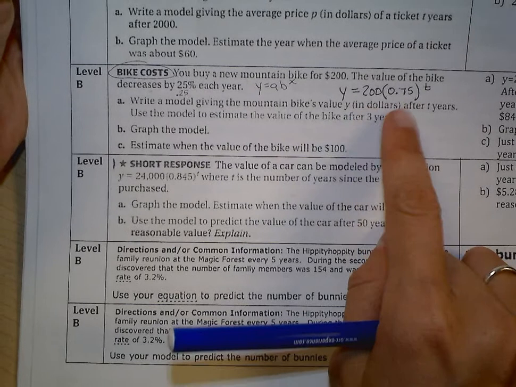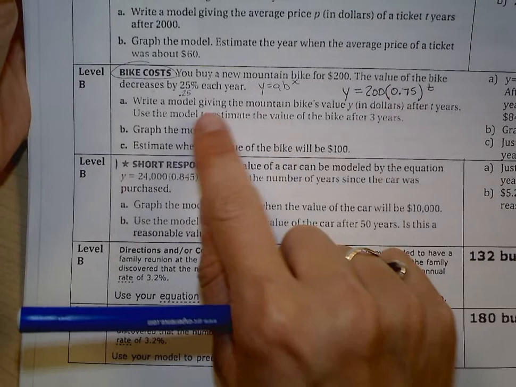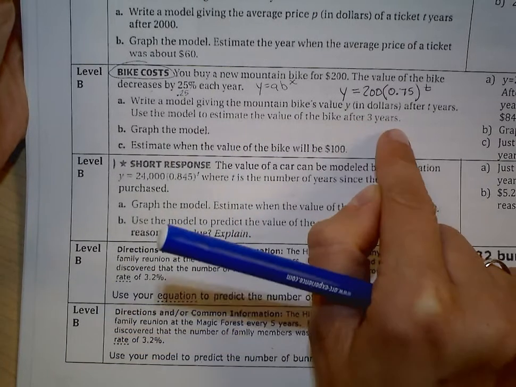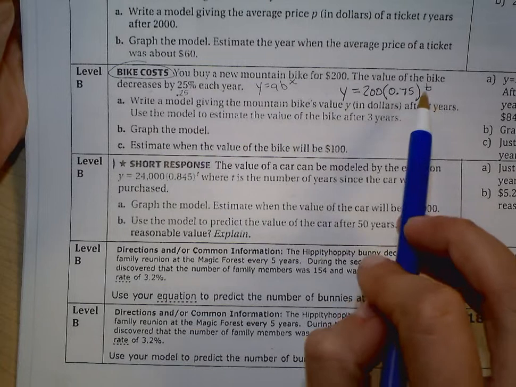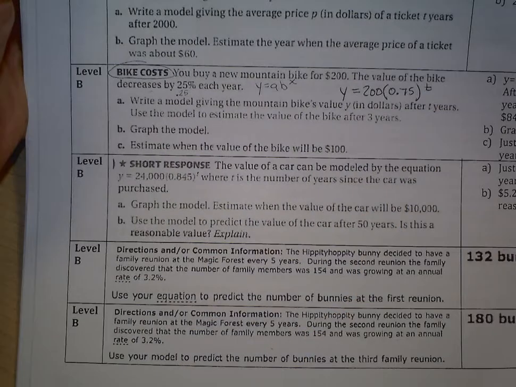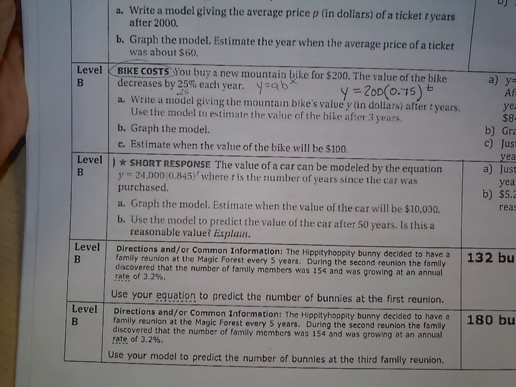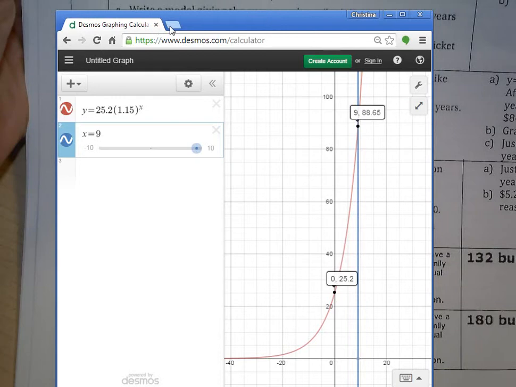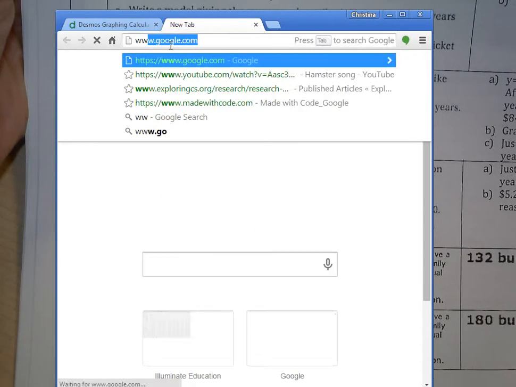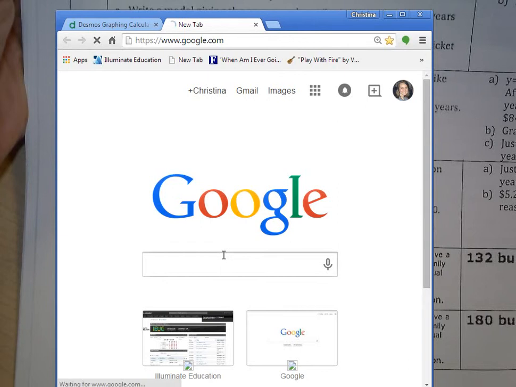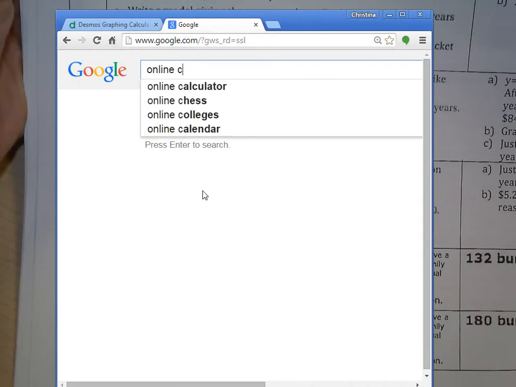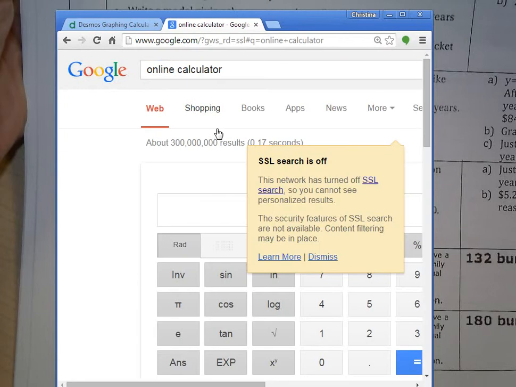And then it also says use the model that we just made to estimate the value of the bike after 3 years. So I would plug in 3 for t and then calculate y. I can either use this in Desmos or I can use a calculator. So if I'm going to use a calculator, and this is the calculator I suggest you use on the test, I'm just going to Google online calculator, and this is what pulls up.